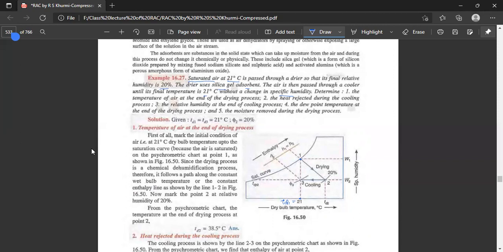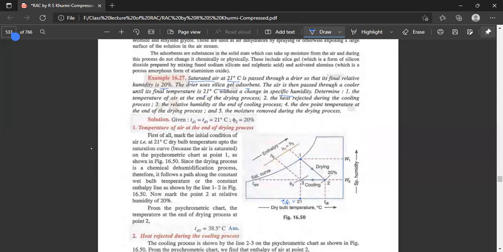Now, since the drying process is a chemical dehydration process, it follows a path along the constant wet bulb temperature or the constant enthalpy line, meaning air enthalpy is constant. This is the wet bulb temperature line and the constant enthalpy line, as shown in the figure from 1 to 2. Now, point 2 is to be marked at the relative humidity line of 20%.